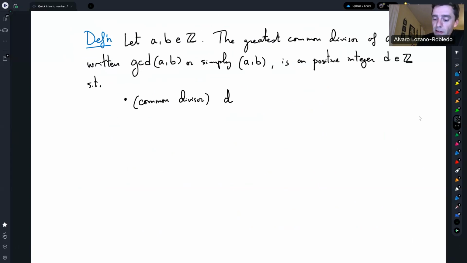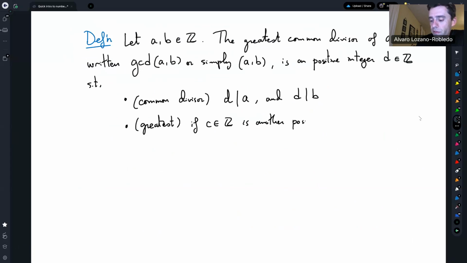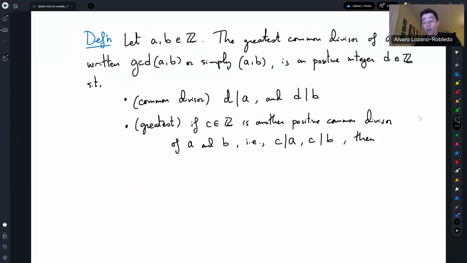This means that D divides A and D divides B, and it is the greatest. How do we express that? If C is another positive common divisor of A and B, i.e. C also divides A and C also divides B, then D has to be the greatest of all of this.